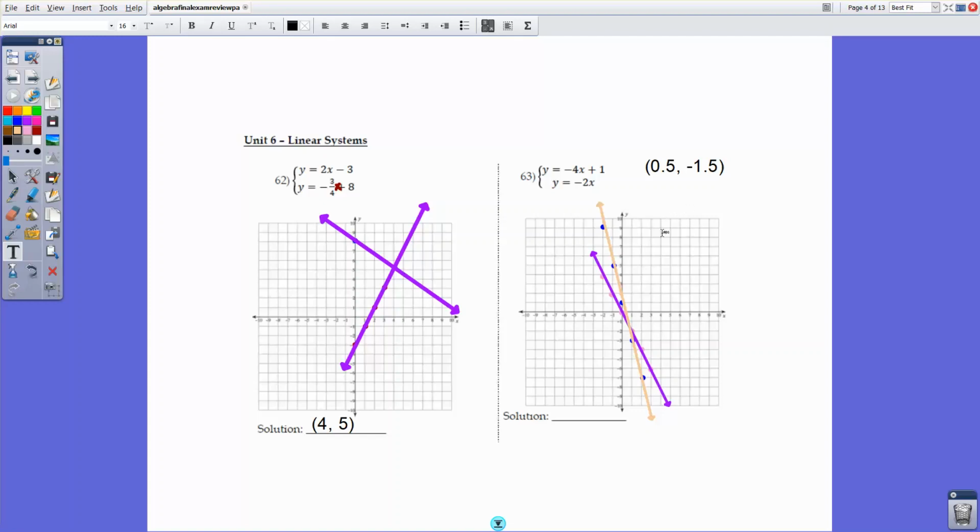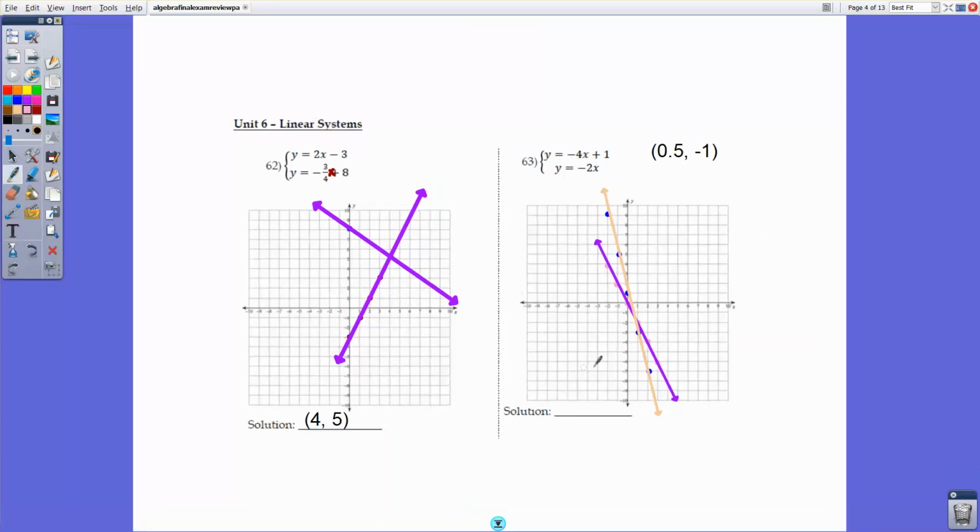My calculator said I was pretty close. It's actually negative 1 as our solution here. So I had the x value right, but I had the y value off just a little bit. So it's really supposed to be right here, right where those lines are. So that's where that intersection should be: negative 1. Negative 2 times 0.5 is negative 1. Negative 4 times 0.5 is negative 2, plus 1 is negative 1. So it works. The solution is 0.5 and negative 1.